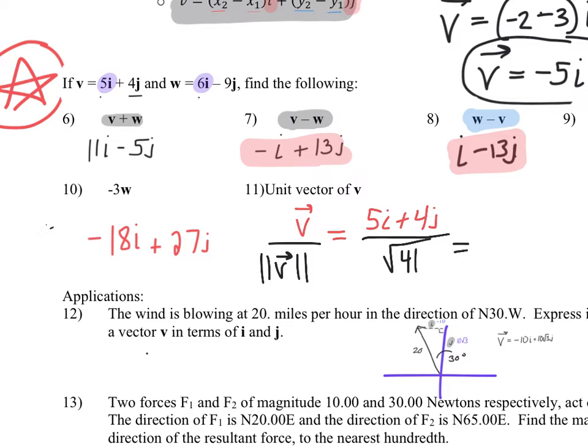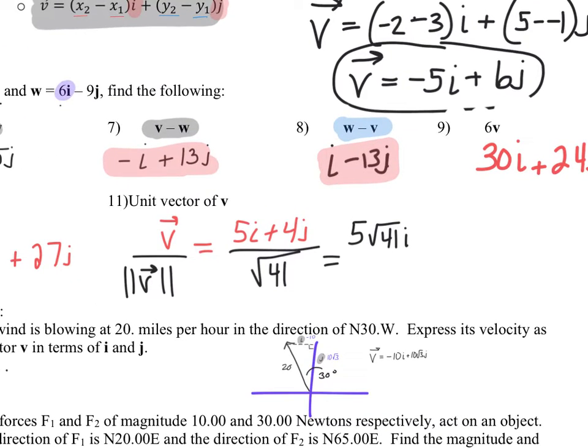Now, we don't love having those radicals in the denominator, so we can write this as 5 root 41 i. Oh, sorry, that's an i. Plus 4 root 41 j all over 41. Now that looks a little bit messy, but what we've done is we've taken the vector itself and divided it by its own magnitude. That way, that magnitude has become 1 when we divide it by that square root of 41.